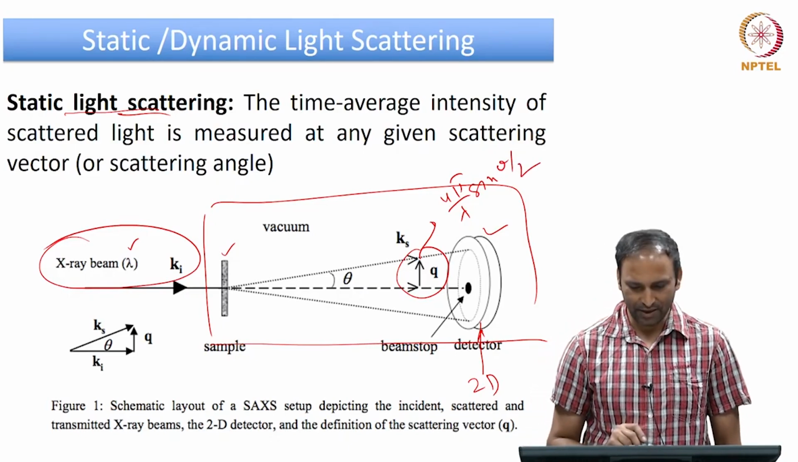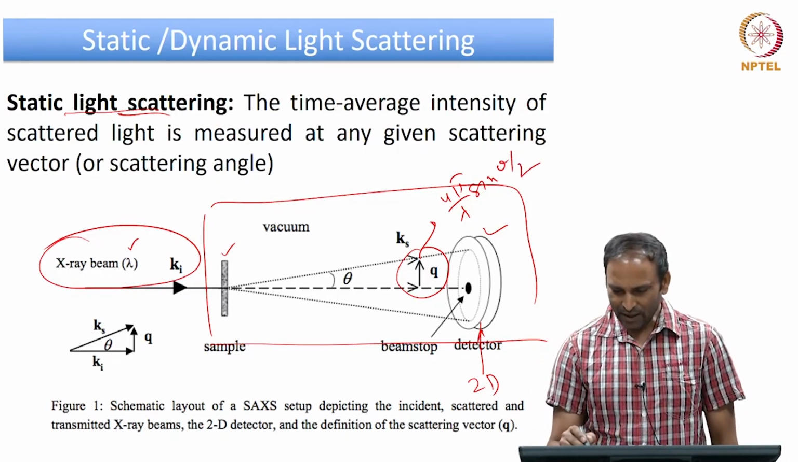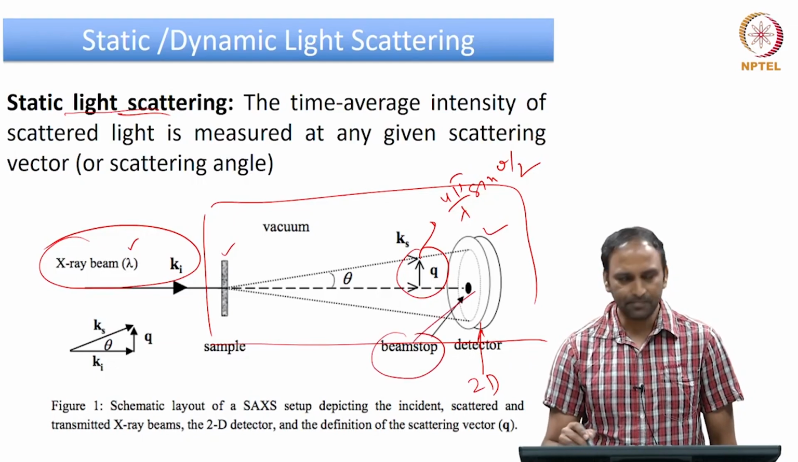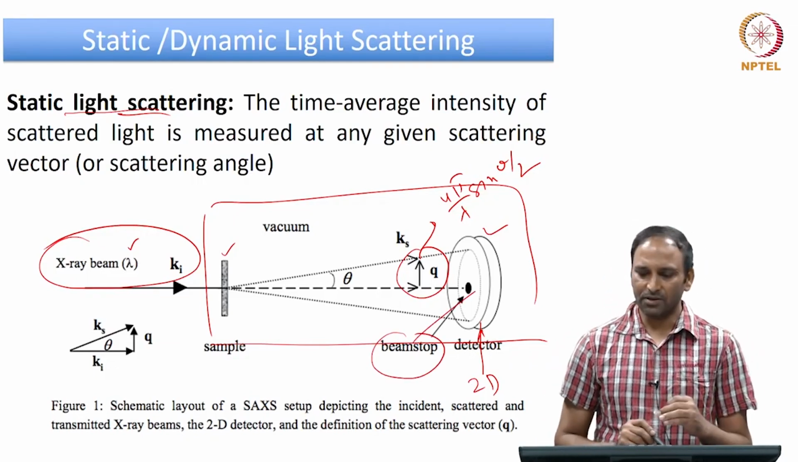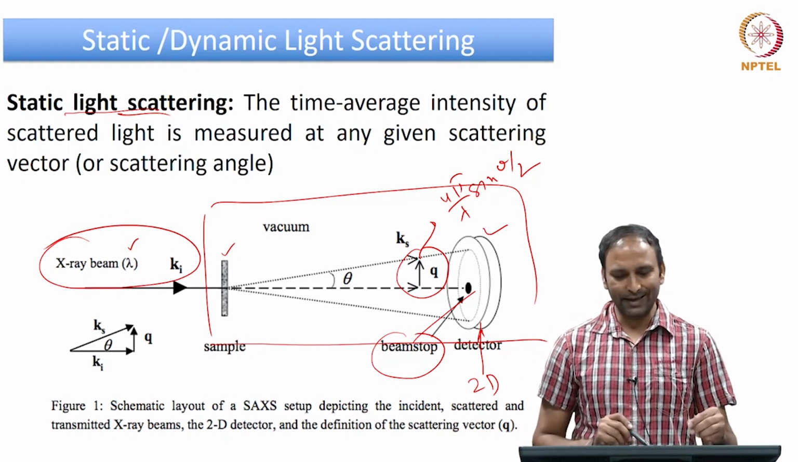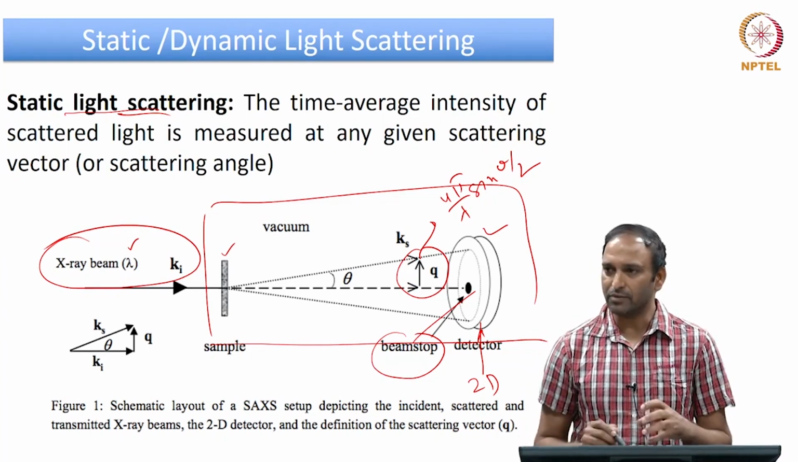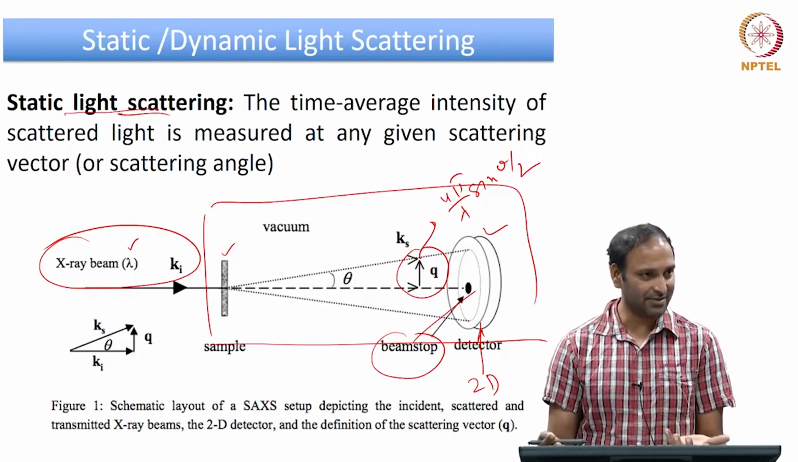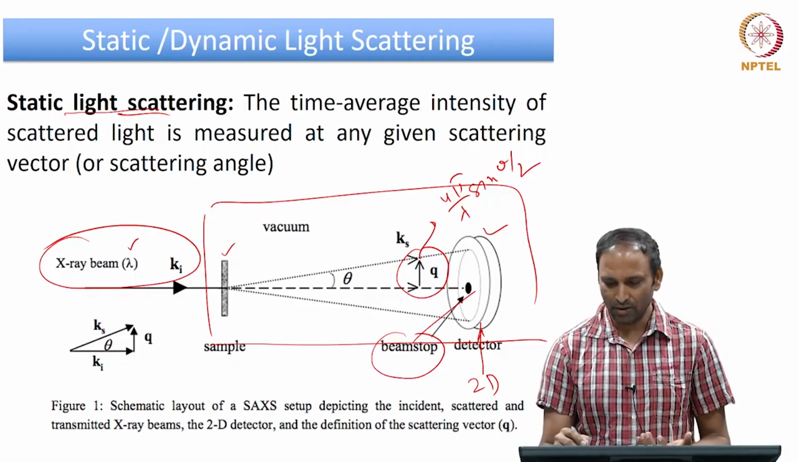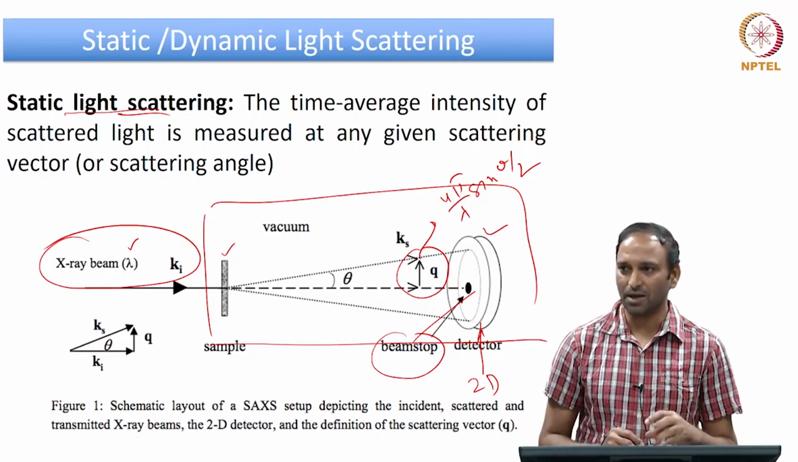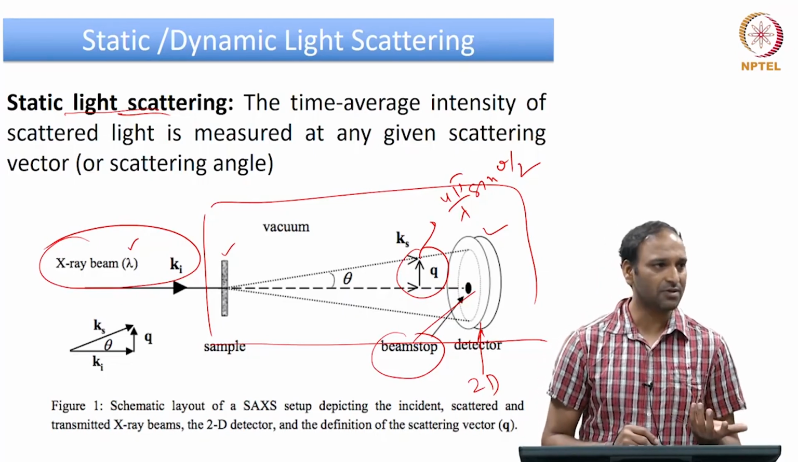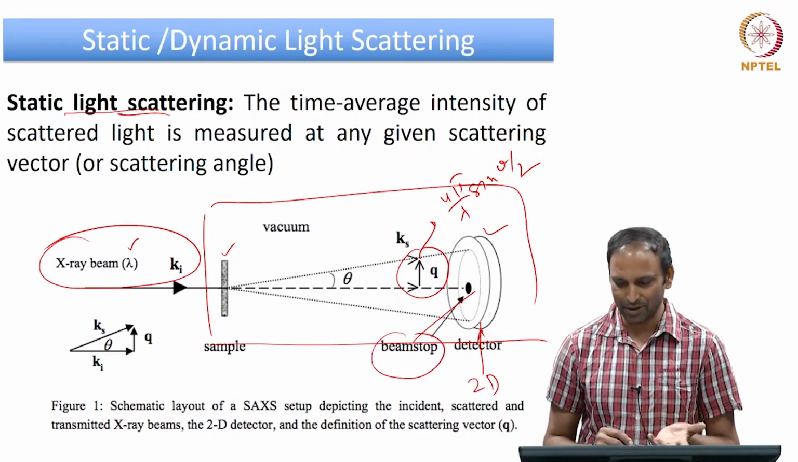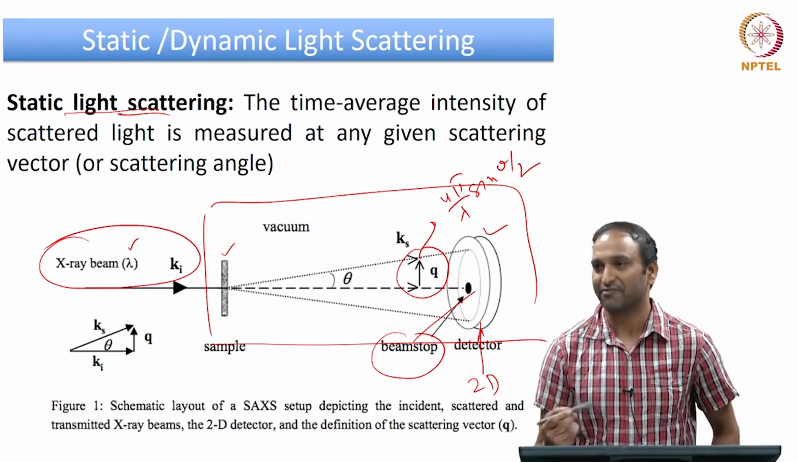That is the scattering vector, and typically what is done is there is something called a beam stop. The role of the beam stop is that the intensity in the center will be very high. If you don't have a beam stop, it could damage your screen itself. Therefore, typically you put some carbon or some material which really absorbs, so it doesn't cause damage, and it also acts as a reference.